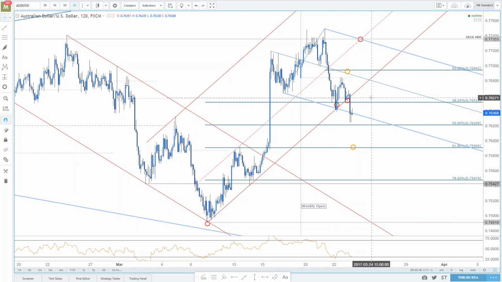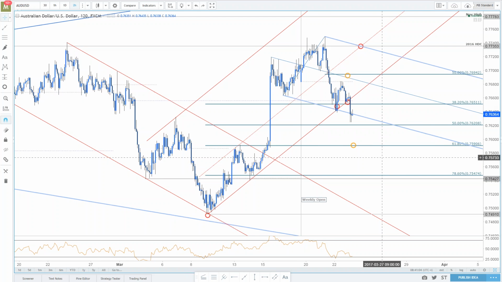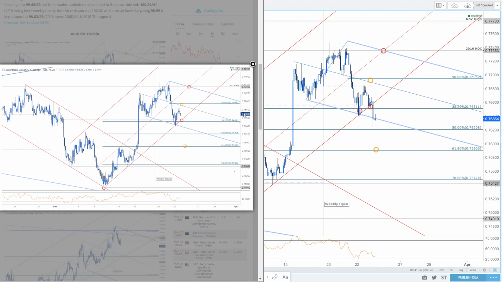I'd be looking for a rally back towards the weekly open, former basic trendline support as resistance. Or if you break 76.20 on a retest of resistance, might be another play into 75.90. But the picture looks still pretty good for the Aussie. No change to any of the levels from yesterday.